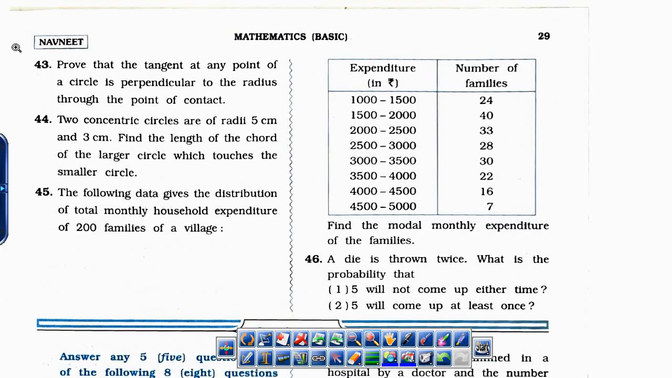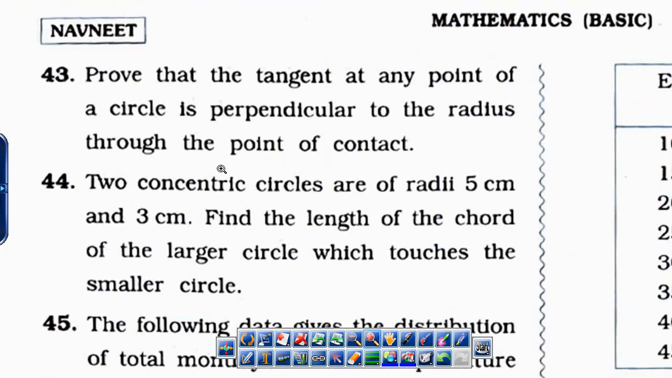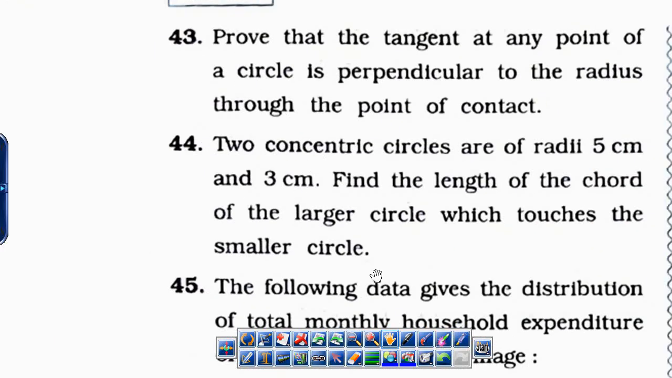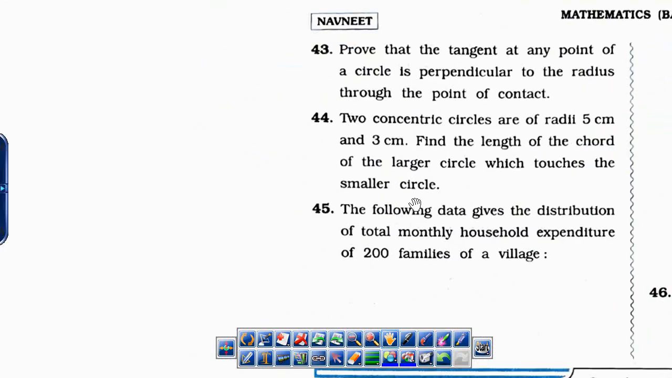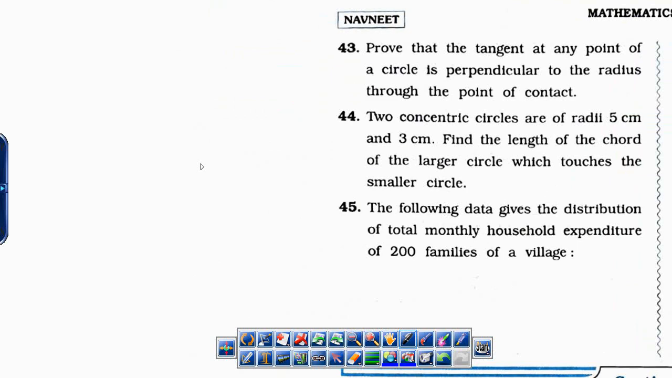Question 43. Prove that the tangent at any point of the circle is perpendicular to the radius through the point of contact. We have to prove simply that the tangent is perpendicular to the radius. This is a textbook sum, therefore you all must know it. You have written it in your fair book. Still I will solve it once, but I will not write it the way you are supposed to write in your final exams. For that you have to search in your notebook and then copy.